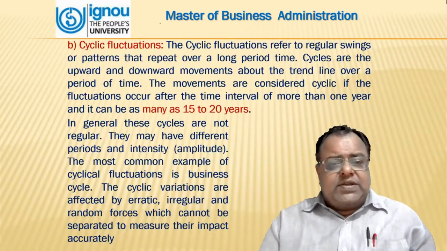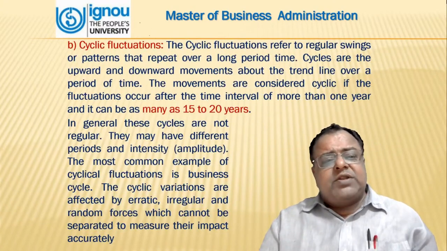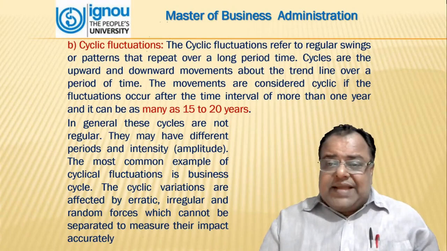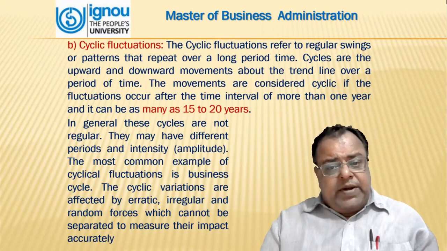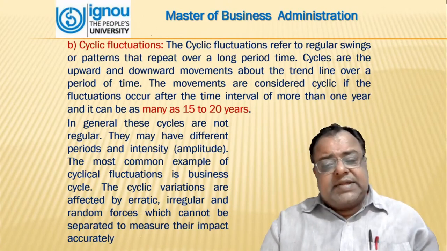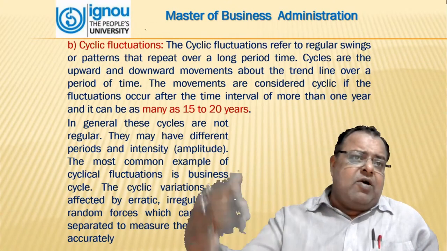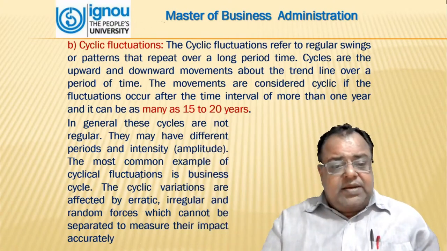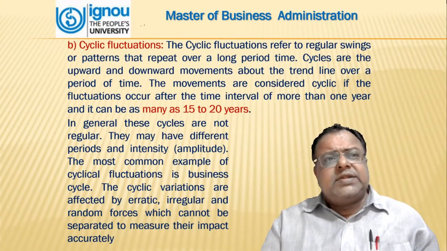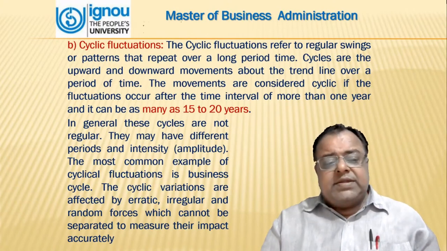As far as cyclic fluctuations are concerned, this refers to regular swings or patterns that repeat over a long period of time. Cycles are upward and downward movements about the trend line over a period of time. The movements are considered cyclic if the fluctuation occurs after a time interval of more than 1 year, and it can be as long as 15 to 20 years. In general, these cycles are not regular. They may have different periods and intensity, that is the amplitude. The most common example of cyclic fluctuation is the business cycle.